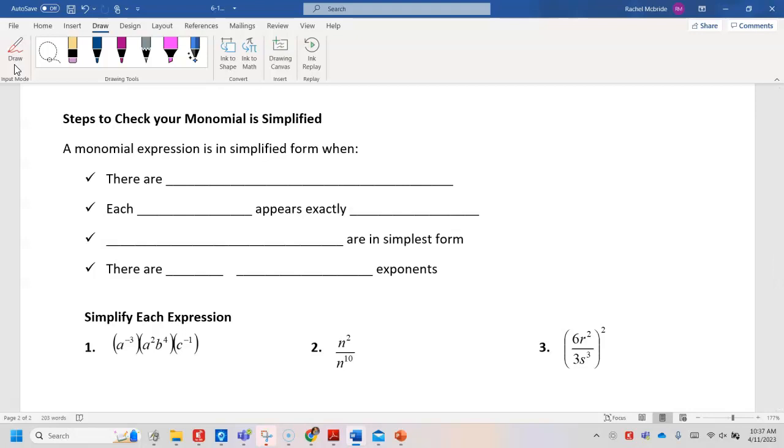So what we're going to do is take all of those properties and apply them to problems. As we're applying them to problems, there are a couple of things we want to check off to know we're done. So the monomial expression is simplified when there are no powers to powers. Meaning you get rid of the parentheses.